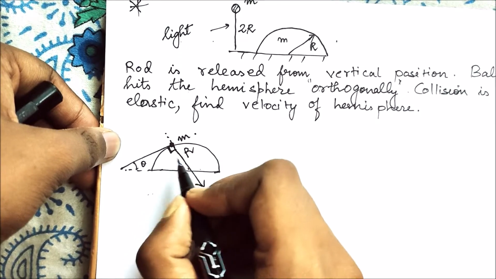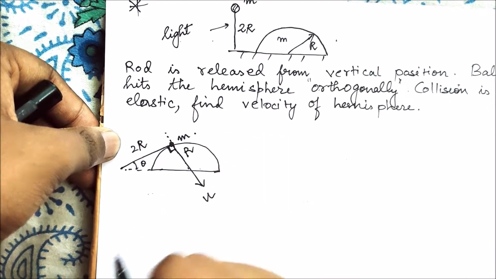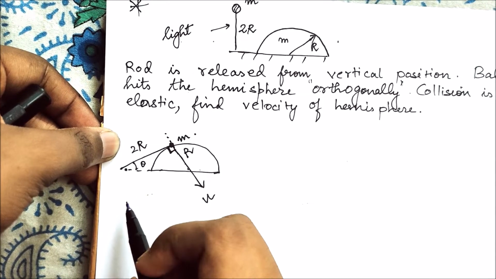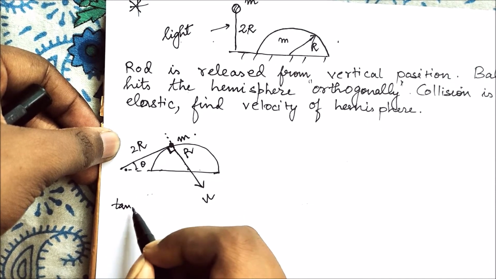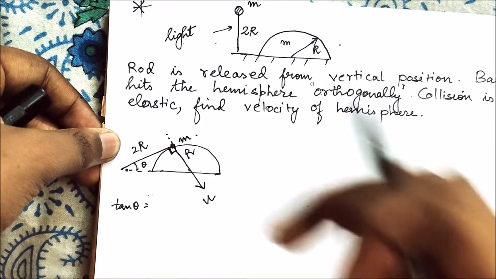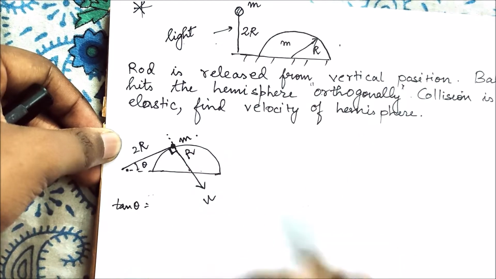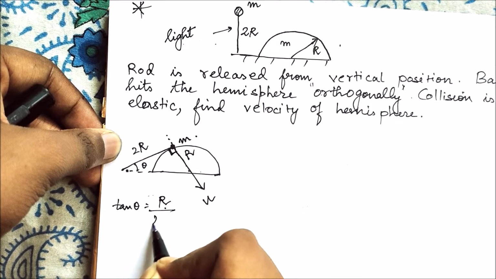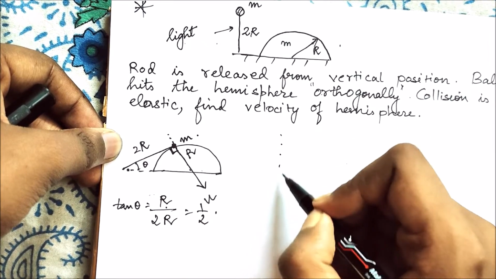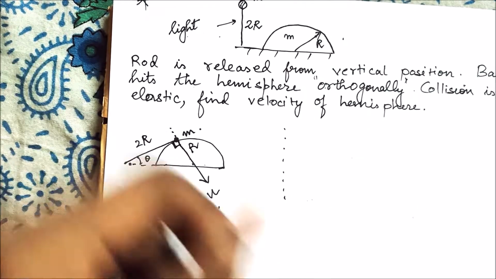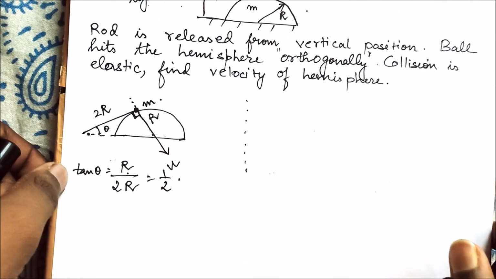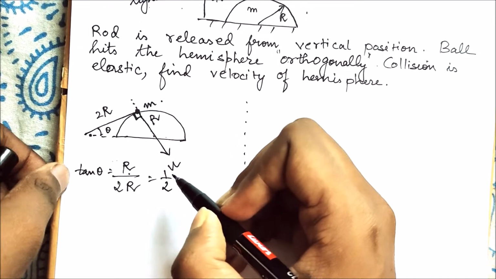Now this length is 2r and this length is r, so we have to find out what is theta. So tan theta we can write as perpendicular by base. Tan theta is perpendicular by base, so it's 1 by 2. So now we have to draw the situation just after the collision. We have figured out that tan theta is 1 by 2 and we have an unknown u.